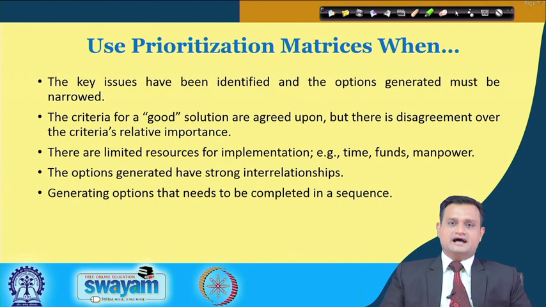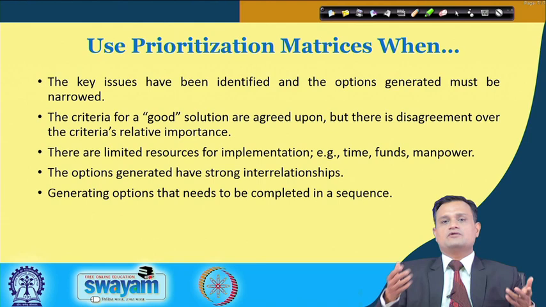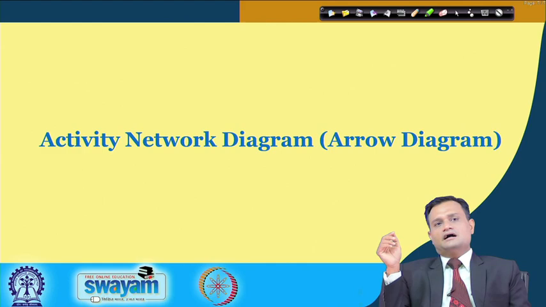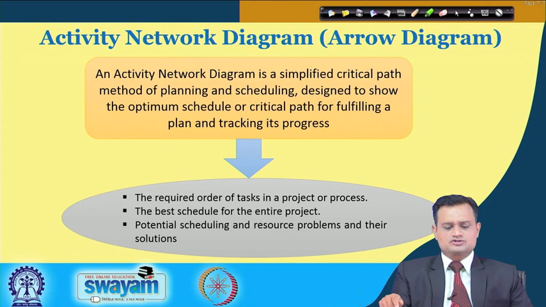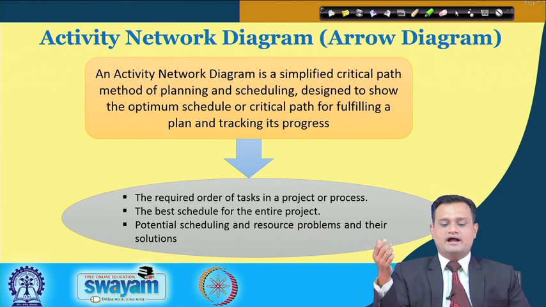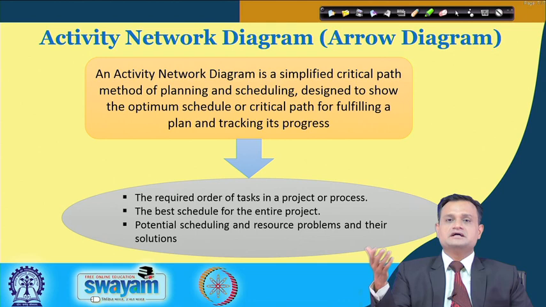So the criteria for good solutions are agreed upon, and then you can work on it based on its relative importance. The third technique in this particular lecture which we would like to discuss is the activity network diagram, or arrow diagram. I hope you have some knowledge of project management, and typically this diagram is widely used in project management to depict the interrelationship among the various activities, and through this you can understand the predecessor and successor relationship.